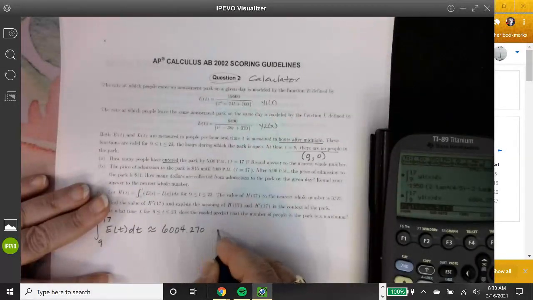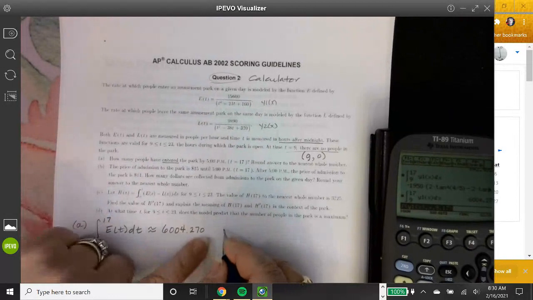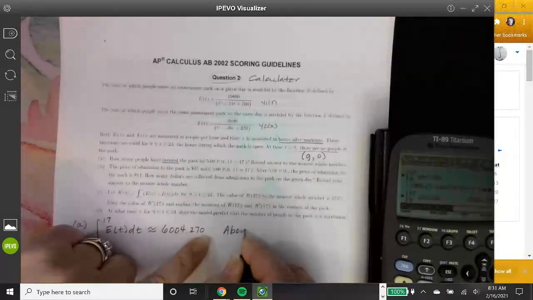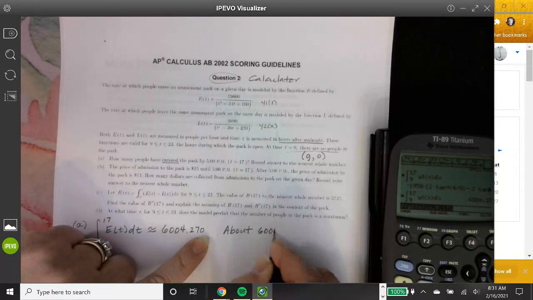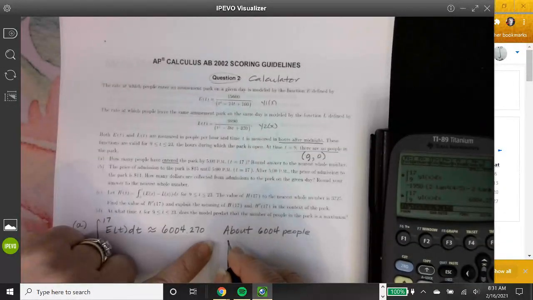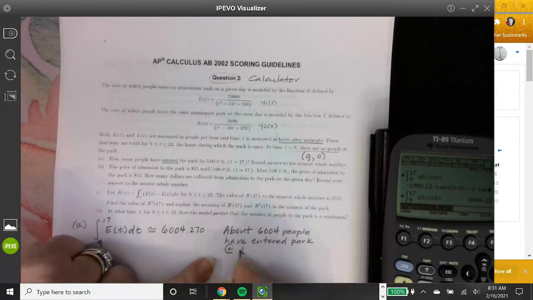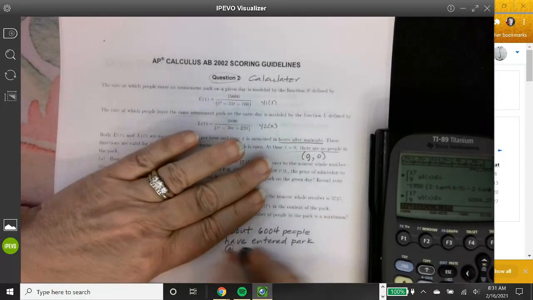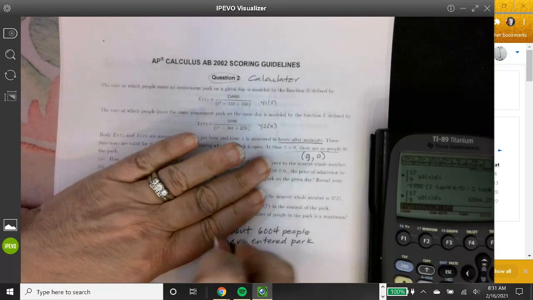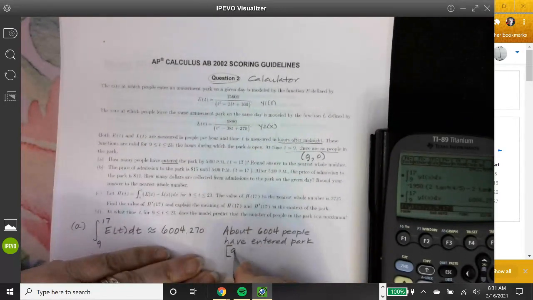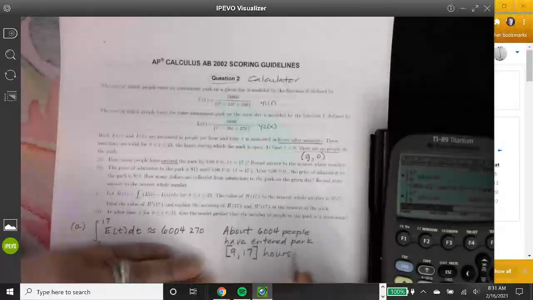Okay, but they want us to round it to the nearest whole number. So about 6,004 people have entered the park at t between 9 and 17 hours.